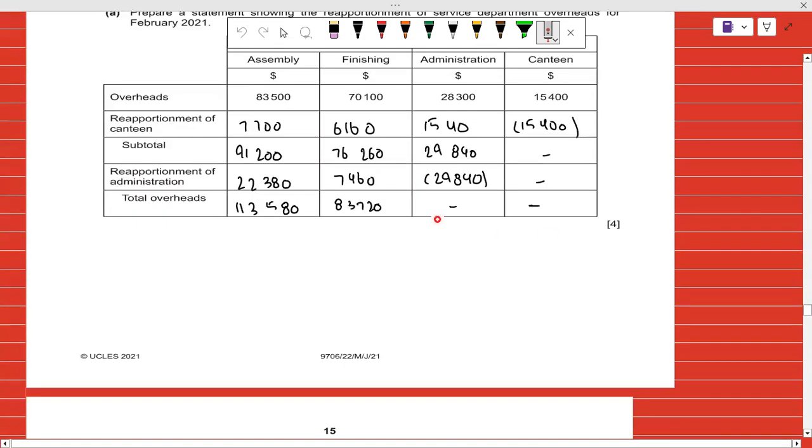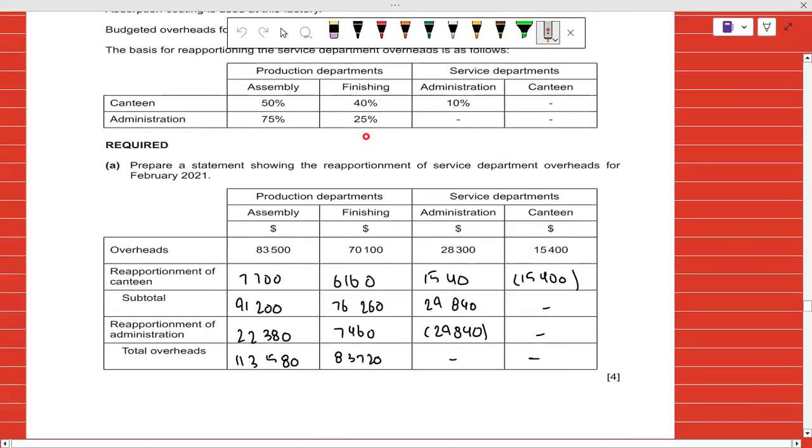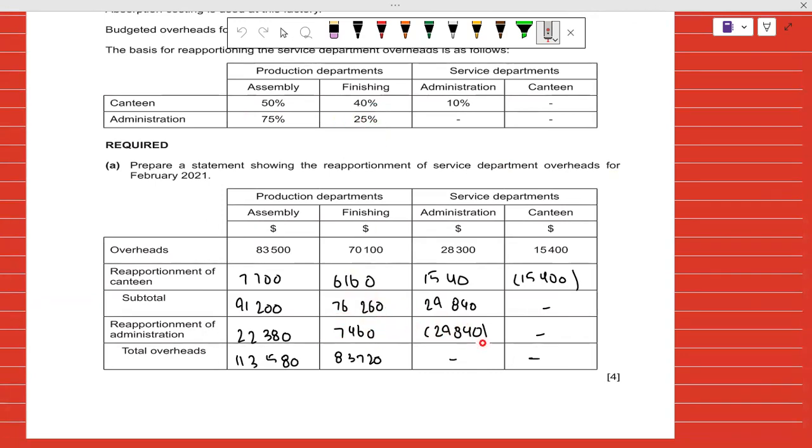So now what you have to do is multiply 29,840 by this 25% divided by 100, and you will have this amount. After that, again you multiply these overheads by 75%, and you will have this amount, which is the reapportioned overheads for the assembly department.